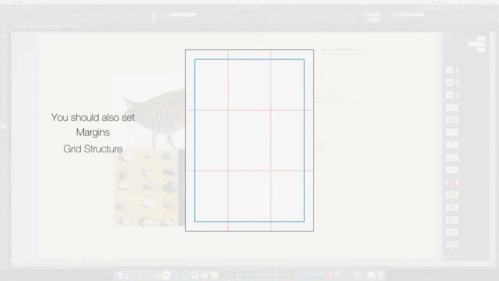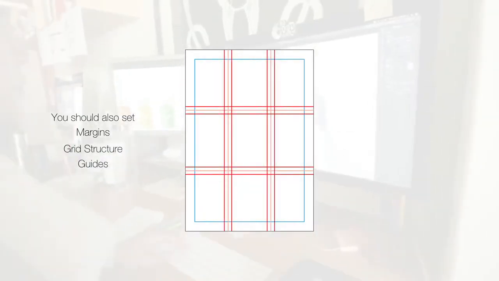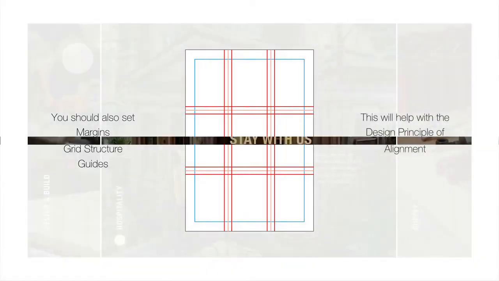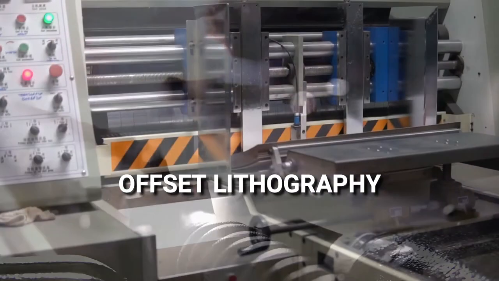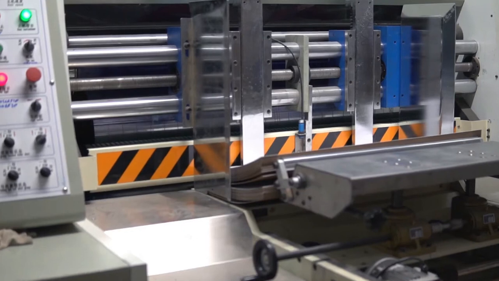You should also set margins, a grid structure, and guides for arranging your layout. This will help the design principle of alignment. We will be assuming a print designed for a commercial print run using offset lithography. Do not worry if you don't know what this term means. We will cover this type of printing in another video.